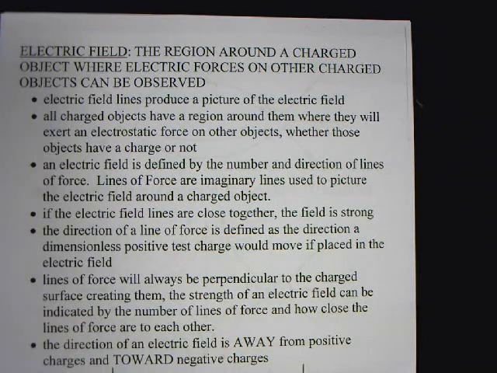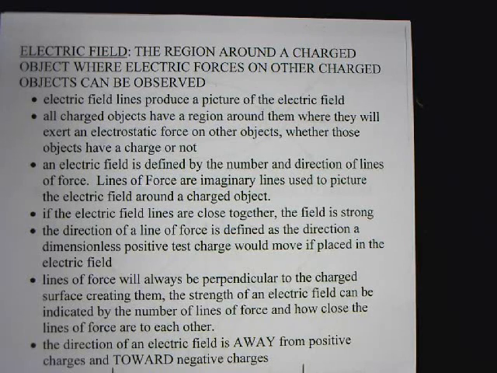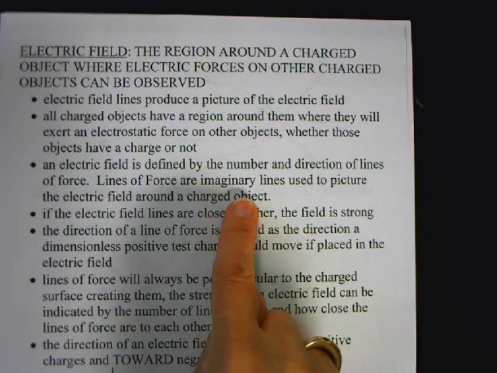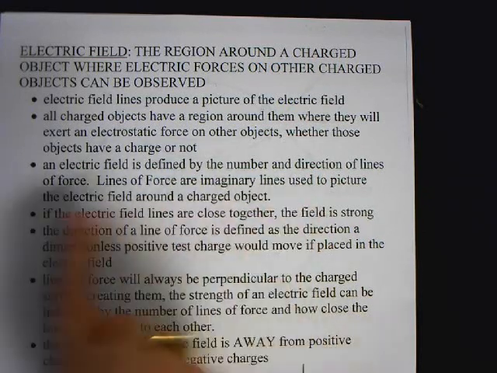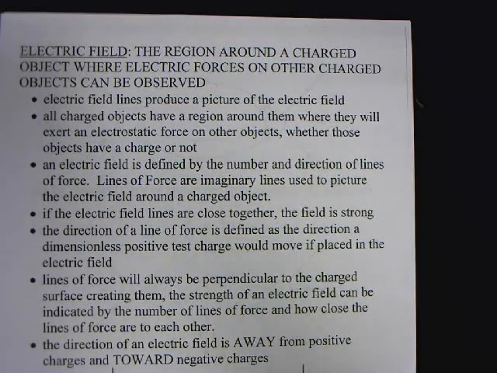So all charged objects have a region around them where they exert an electrostatic force on other objects, whether those objects have a charge or not. And we observed some of this when we also did our lab. So an electric field is defined by the number and direction of the lines of force. So the lines of force, again, these are imaginary, okay, used to create a picture of the electric field. So again, this is going to be a model, because we know that models help us to understand things.